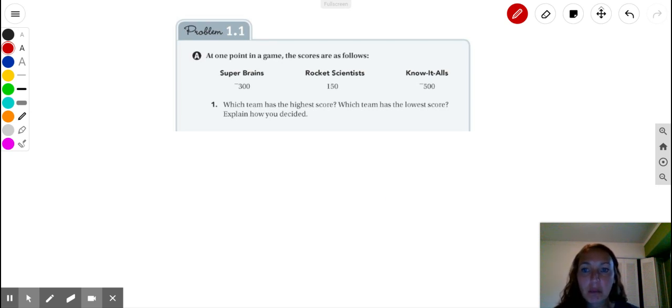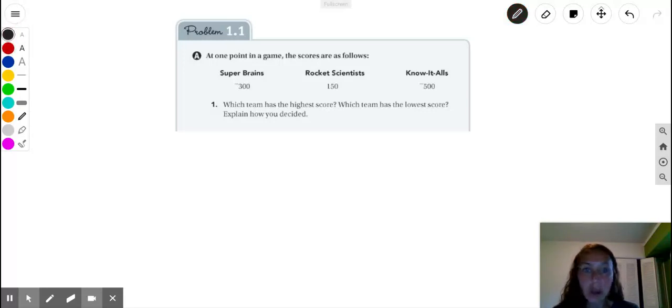I'm here to explain problem 1.1 from investigation 1 regarding the Math Fever game. At this point in the game, the Super Brains have negative 300, the Rocket Scientists have 150, and the Know-It-Alls have negative 500. The question wants to know which team has the highest score, which team has the lowest score, and give an explanation of how you decided.